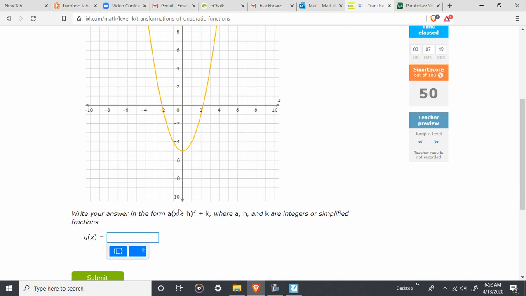So h, we're not messing with. All we need is k, right? H moves it left and right. It didn't move left and right. K, we're going to just move it down 5 spots. What are we going to say? X. Again, you could say plus 0. In fact, you could leave this out of the parentheses, but for now, let's stick to the protocol. And k, we moved it down 1, 2, 3, 4, 5. So we're going to say minus 5.